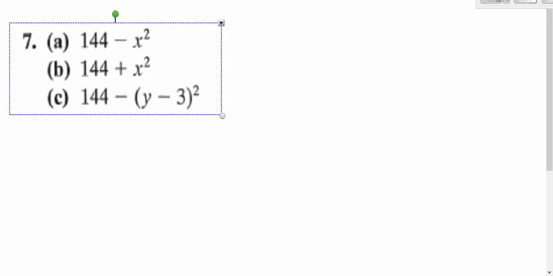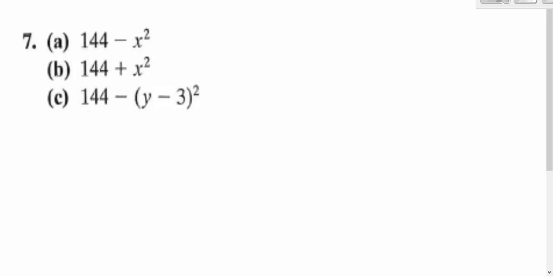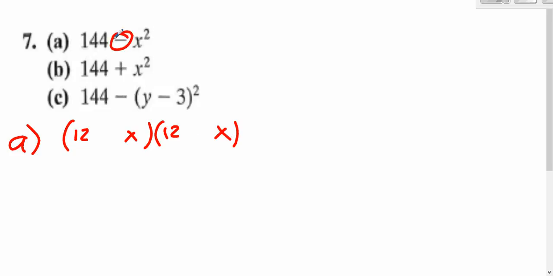These are difference of squares and sum of squares. A is a difference of squares, which, in my opinion, are the easiest ones to factor. You've got a perfect square and a perfect square. That's what goes in both parentheses. So the square root of 144 is 12. The square root of x squared is x. That goes in both of these. And then since it's a minus in there, it's a positive and a negative, a plus or a minus.